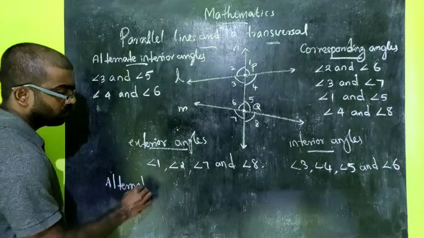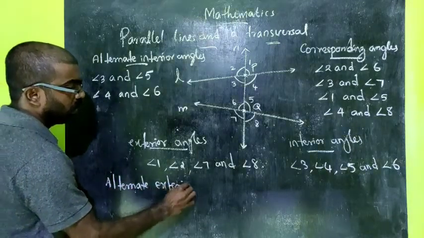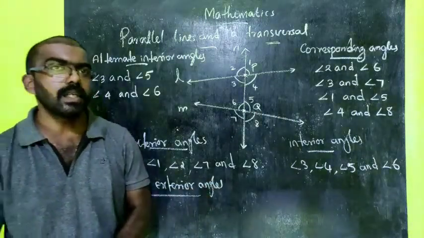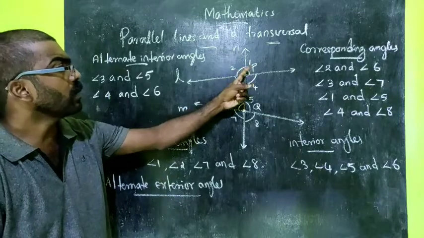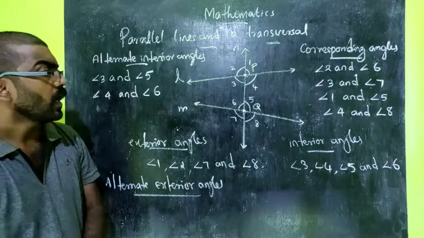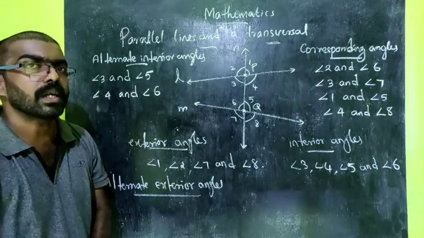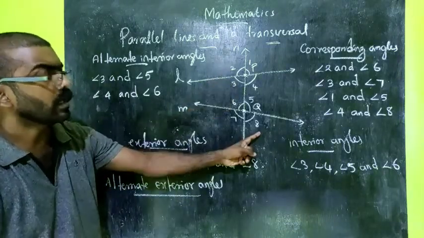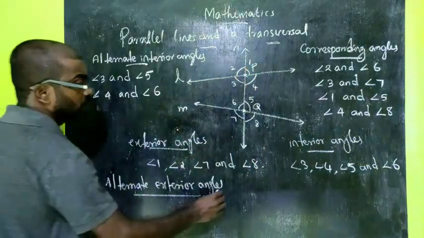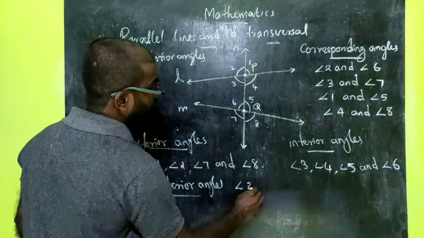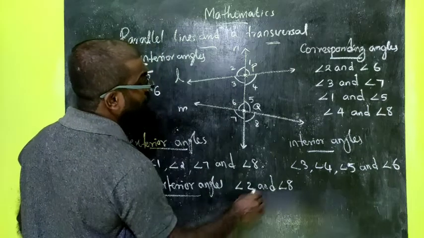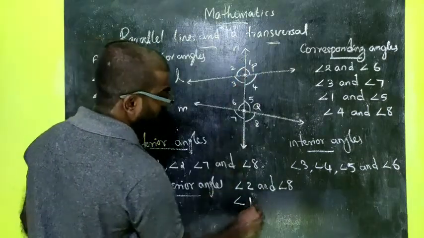Clear? Next one is alternate exterior angles. Here the exterior angles are angle 1, angle 2, angle 7 and angle 8. And among them we can select the alternate angles. Angle 2 and angle 8, and angle 1 and angle 7. So the angles are angle 2 and angle 8, then angle 1 and angle 7.